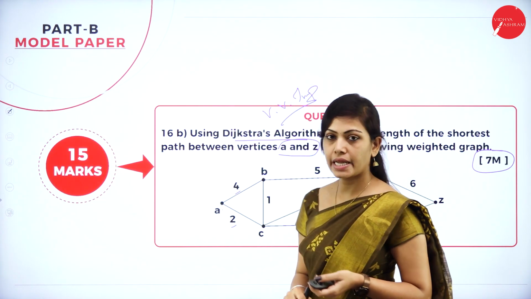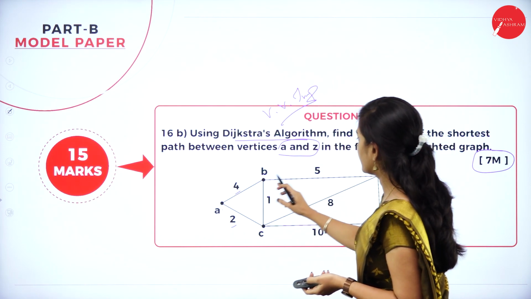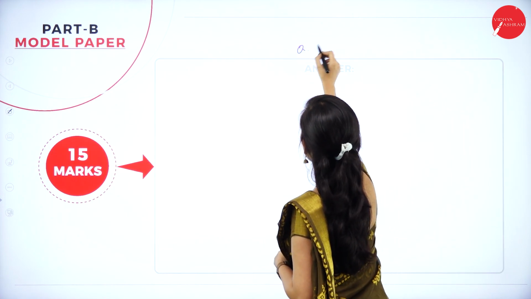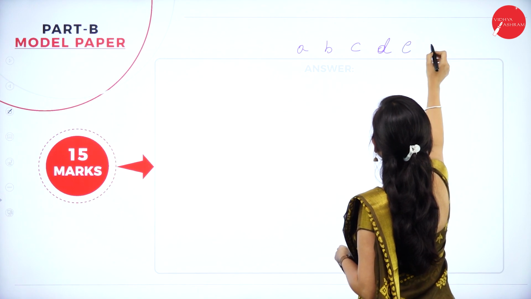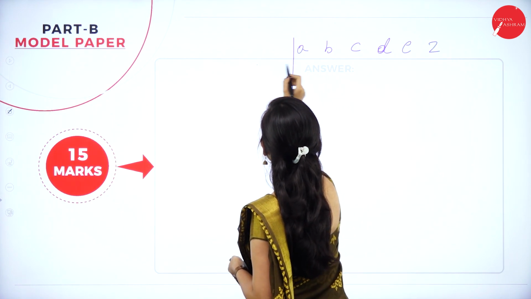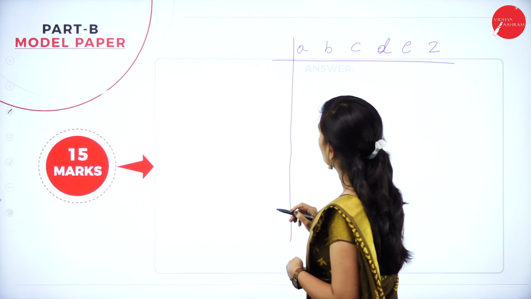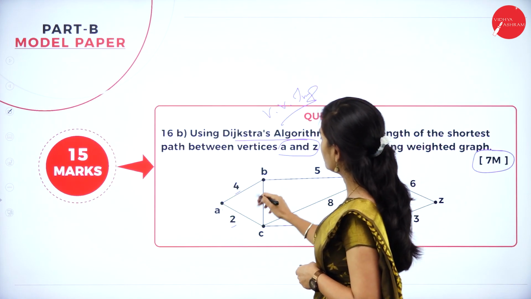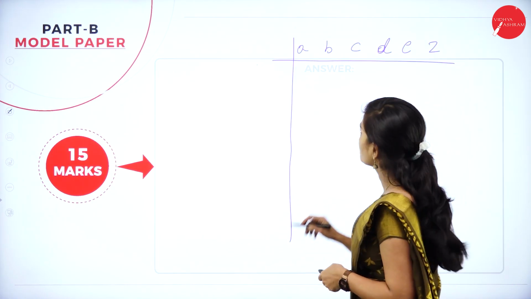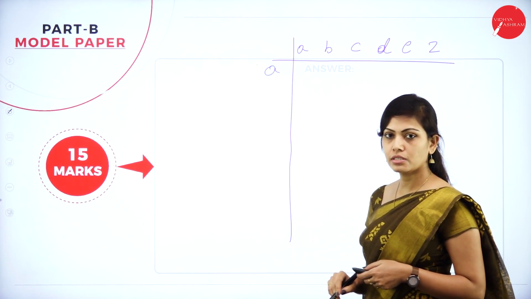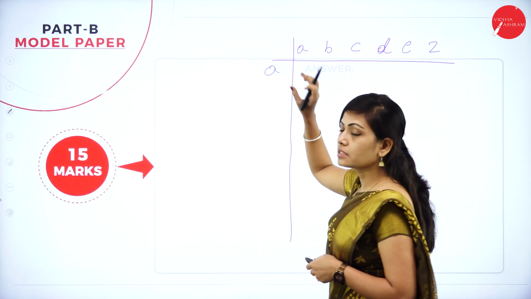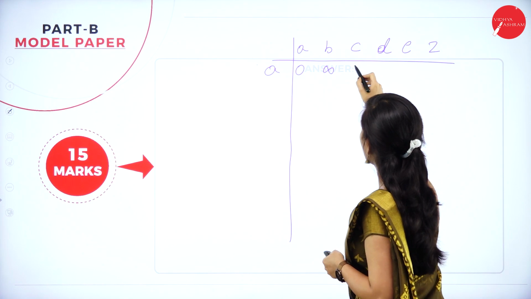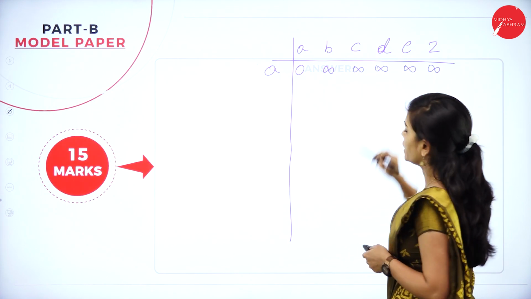So how to solve this Dijkstra's algorithm? First list the given elements A, B, C, D, E and Z. Now you have to find the source. So here I'll take A as my source. I'll start from the source point A. So all the paths start from the initial value, that is 0. And for source A, the remaining are infinity.